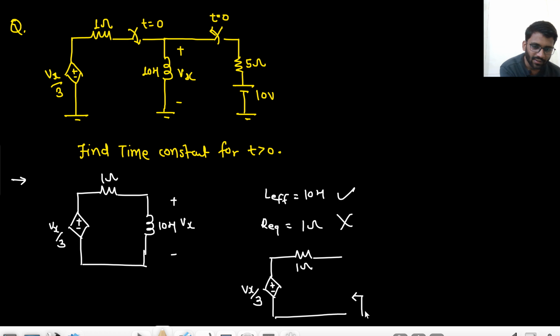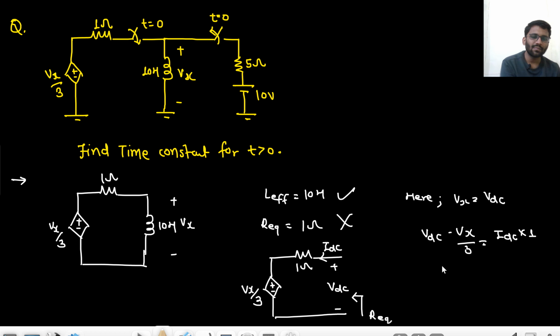You need to find R equivalent here. So what will you do? You will apply a source VDC and get a current IDC out of it. Here your Vx is equal to VDC, and VDC minus Vx by 3 is equal to IDC into 1. So basically 2 VDC by 3 is equal to IDC. So R equivalent is simply 1.5 ohm.